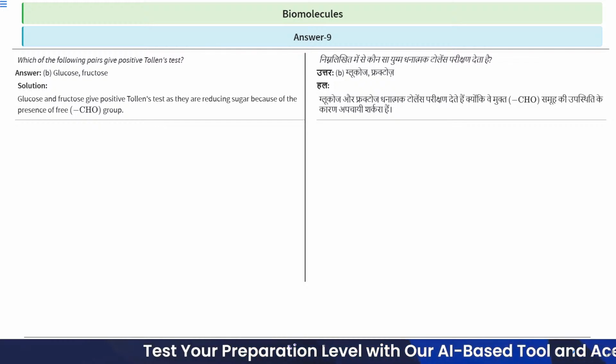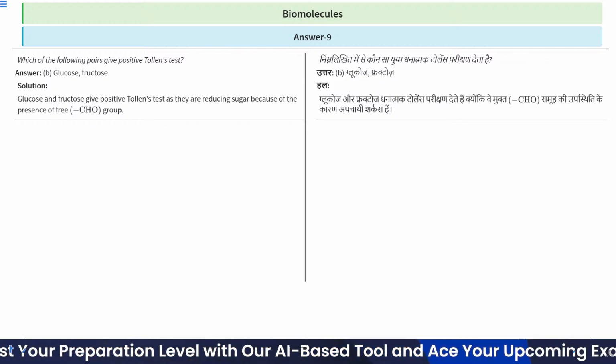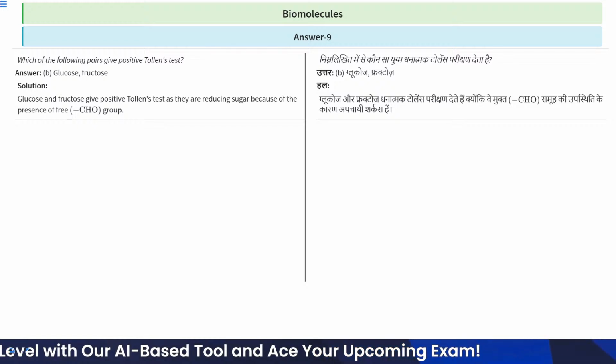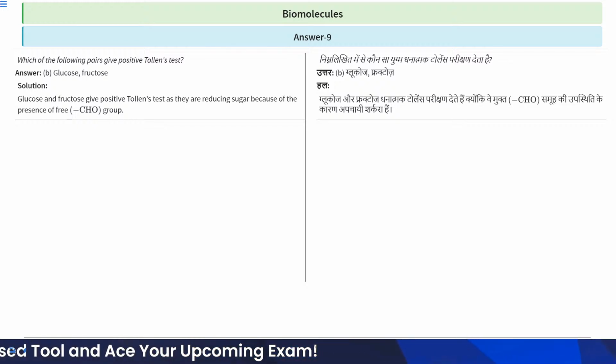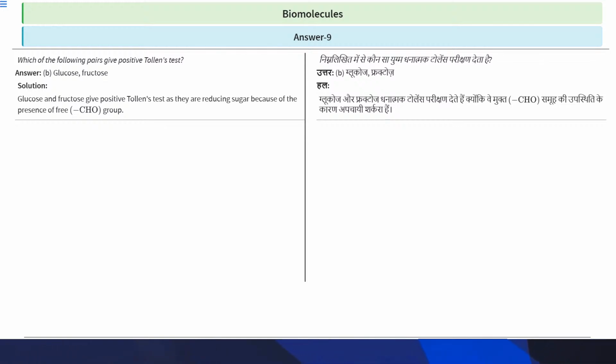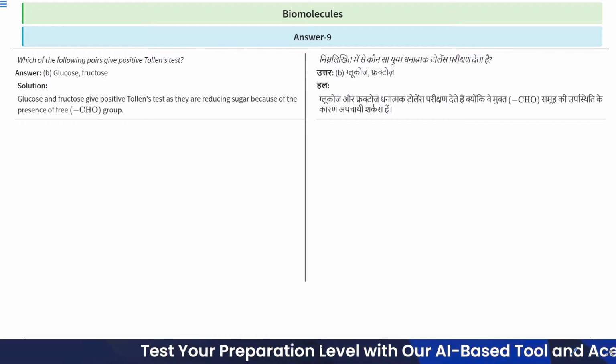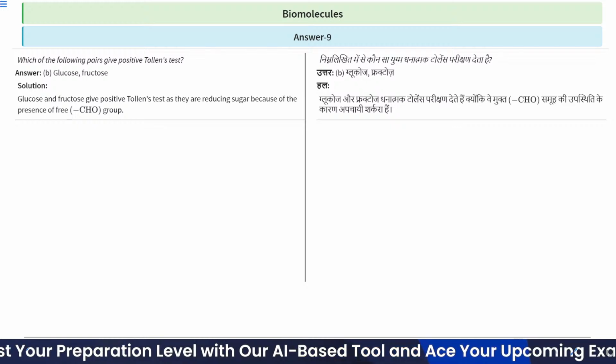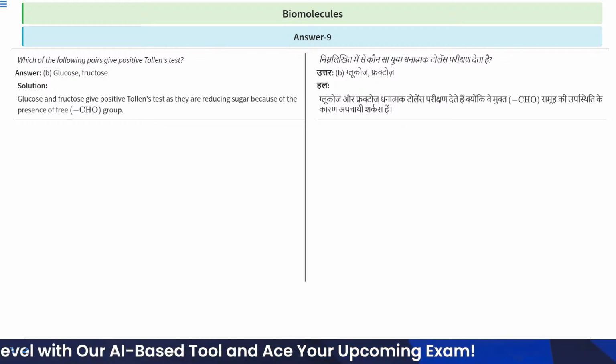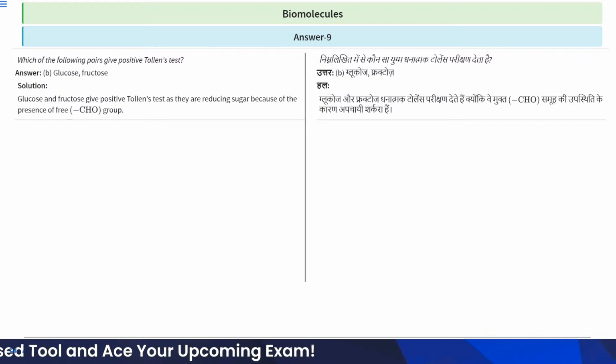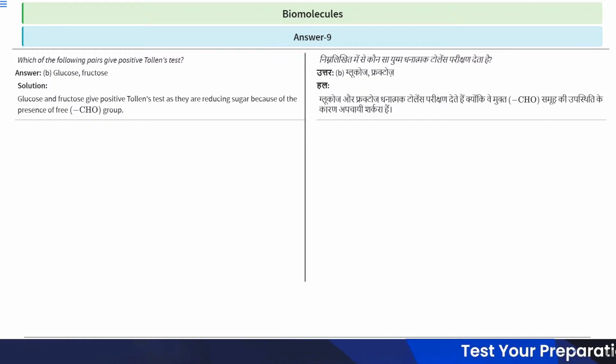Why? Tolerance test will be for the presence of the aldehyde group or carbonyl group. Because in the glucose and fructose structure we have the presence of a free CHO group, or free aldehyde, carbonyl group, both glucose and fructose give a positive tolerance test, and they both are reducing sugars due to the presence of the free CHO group. That is the main reason, and that is why our correct answer is option B, that is glucose and fructose.